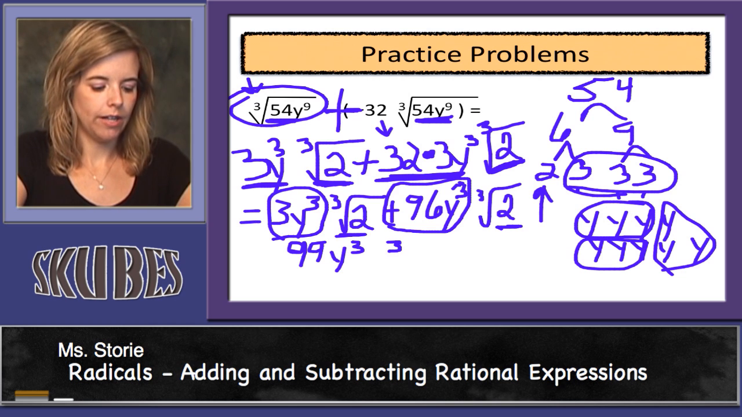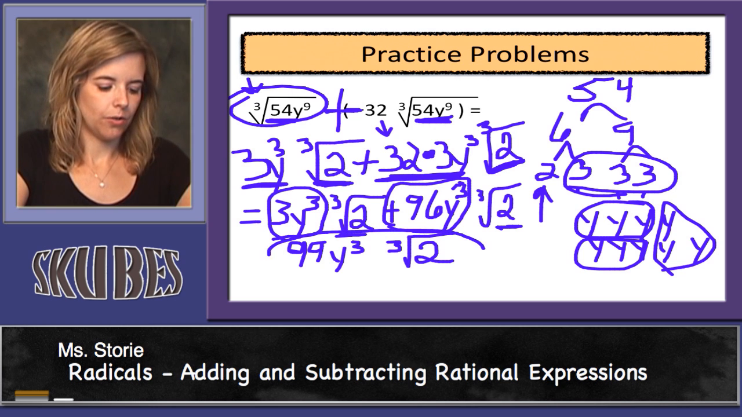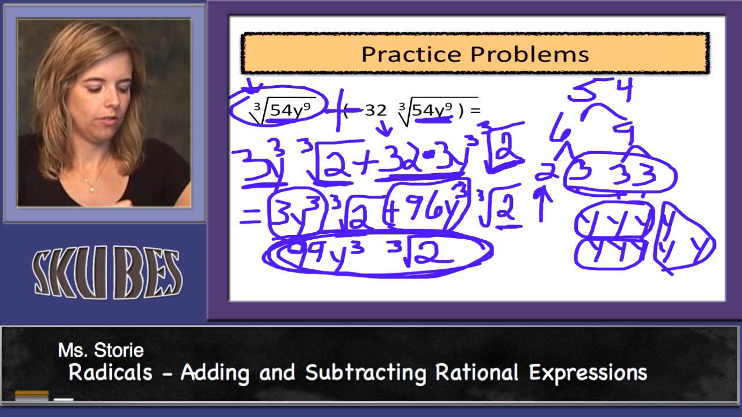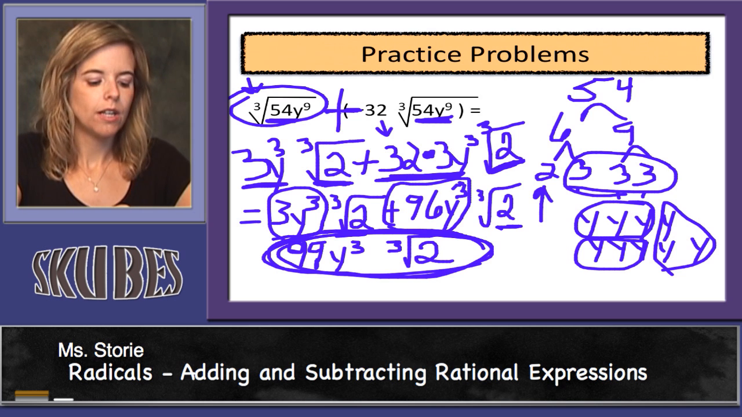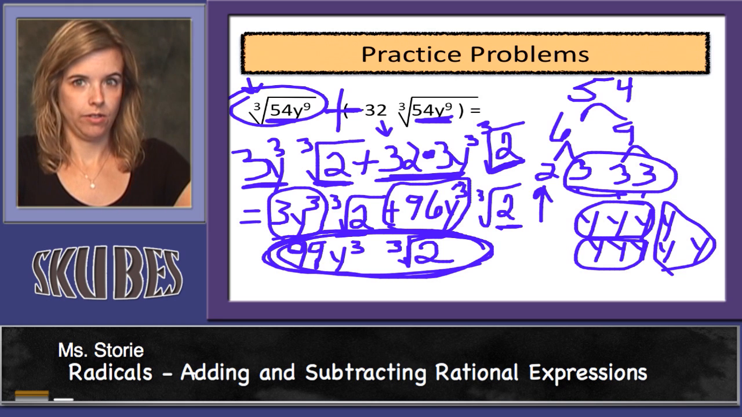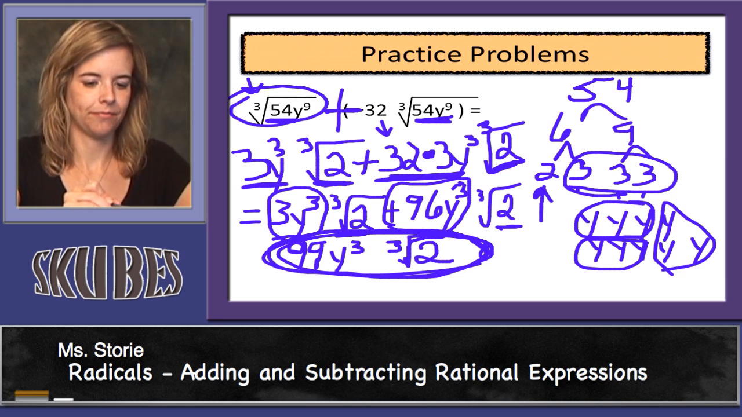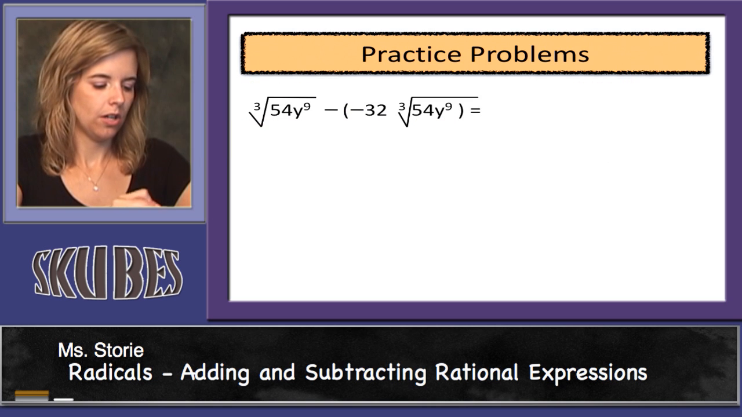Then we've got our like terms of the cube root of 2. So this right here is going to be your final answer. You've got 99y cubed times the cube root of 2. It was a lot of work, but if you take your time, you'll be able to do it correctly. All right, let's look at the next page.